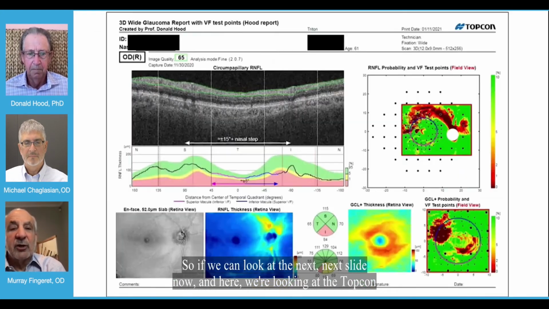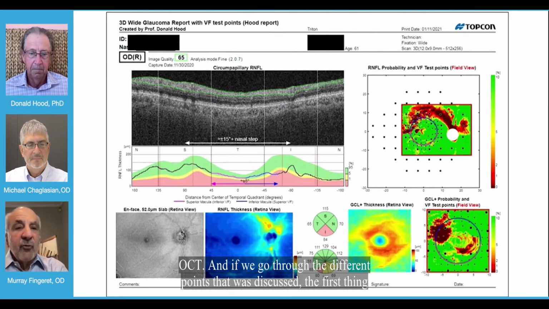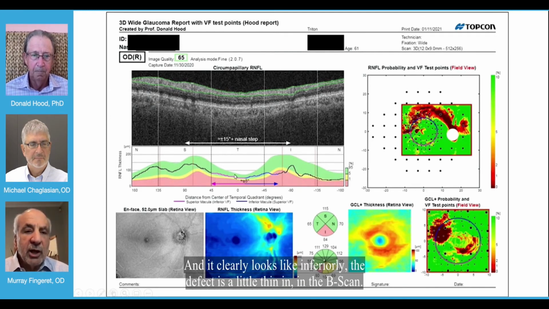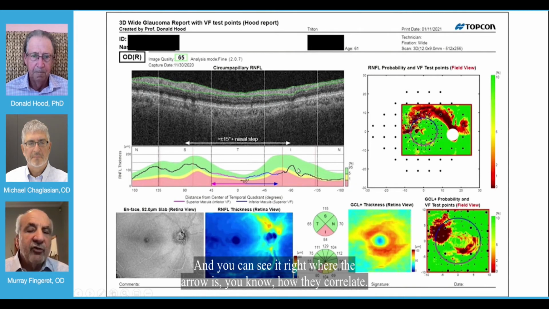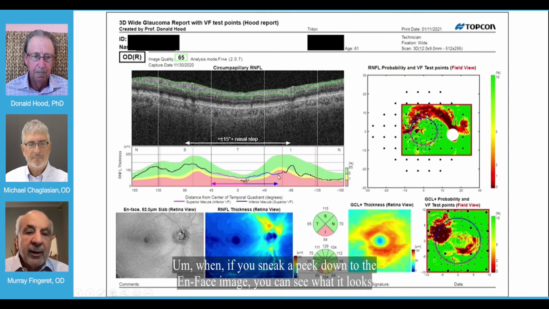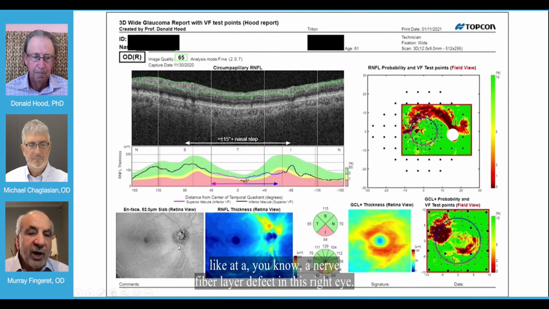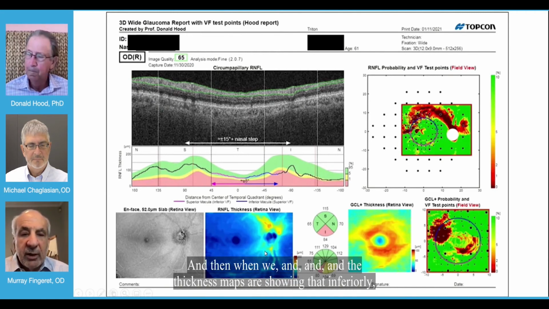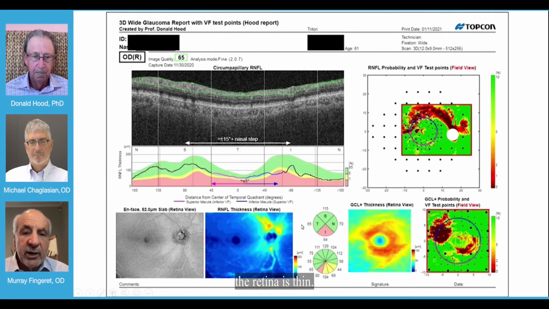So if we can look at the next slide now, here we're looking at the Topcon OCT, and if we go through the different points that were discussed, the first thing that we see is the B scan. The segmentation worked fine, and it clearly looks like inferiorly the defect is a little thin in the B scan, and you can see it right where the arrow is, and how they correlate. If you sneak a peek down to the en face image, you can see what the nerve fiber layer defect looks like in this right eye, right where the arrow is. And the thickness maps are showing that inferiorly the retina is thin.